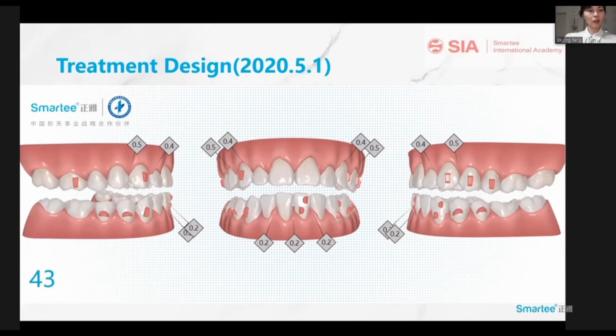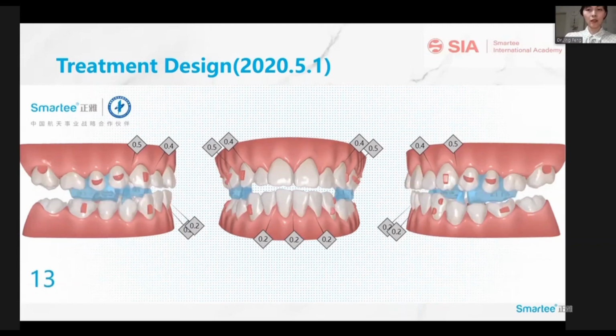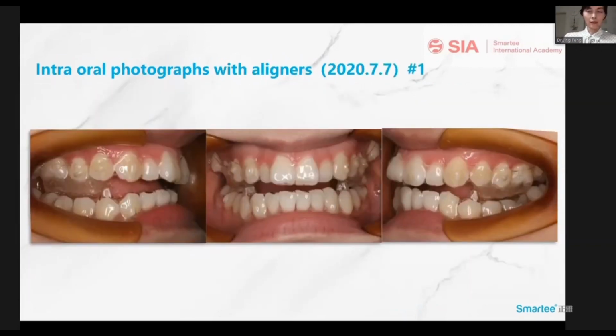Okay, that's the intraoral photographs with aligners at step 1. You can see the buccal segment, the buccal block with the anatomical indentation. It's fixed for the upper and lower teeth very tightly, very solidly.